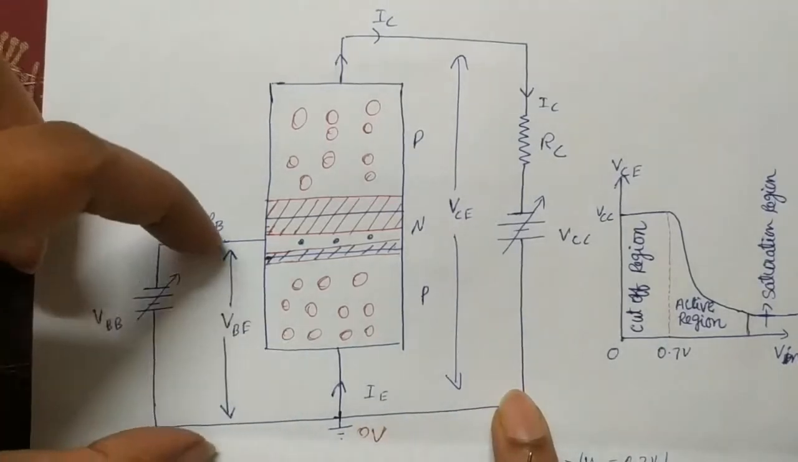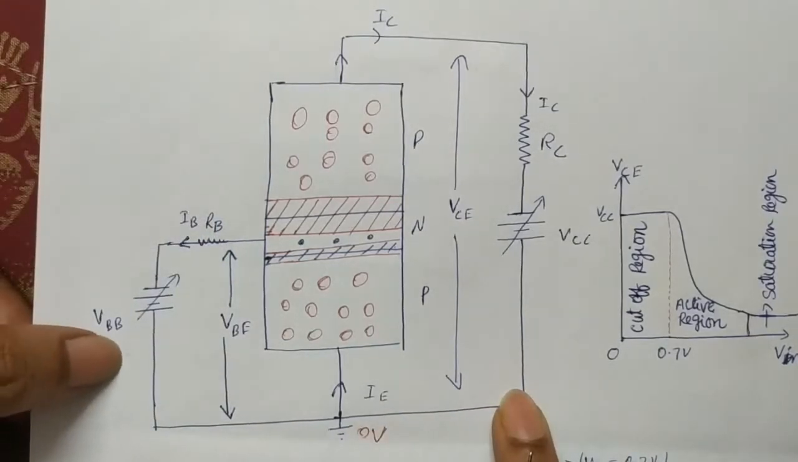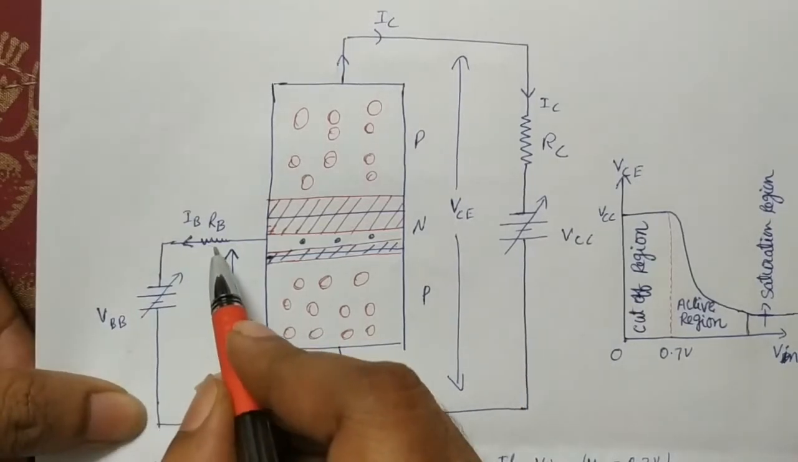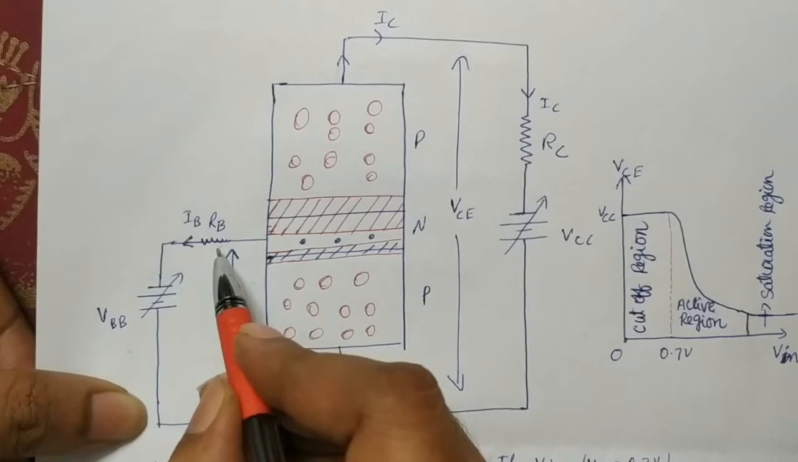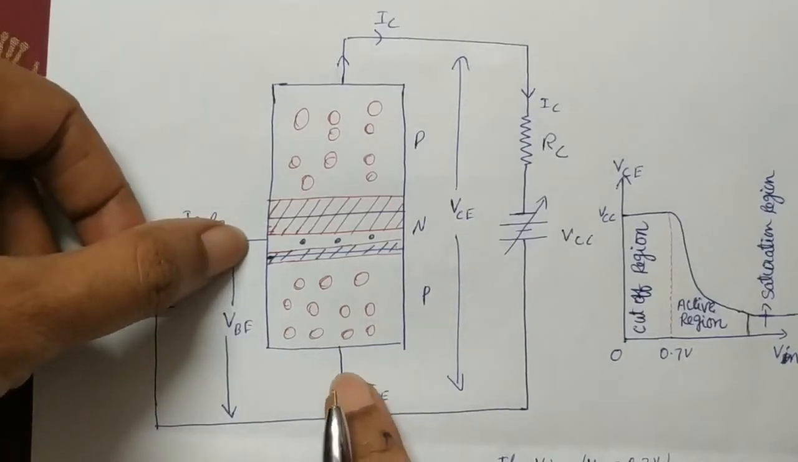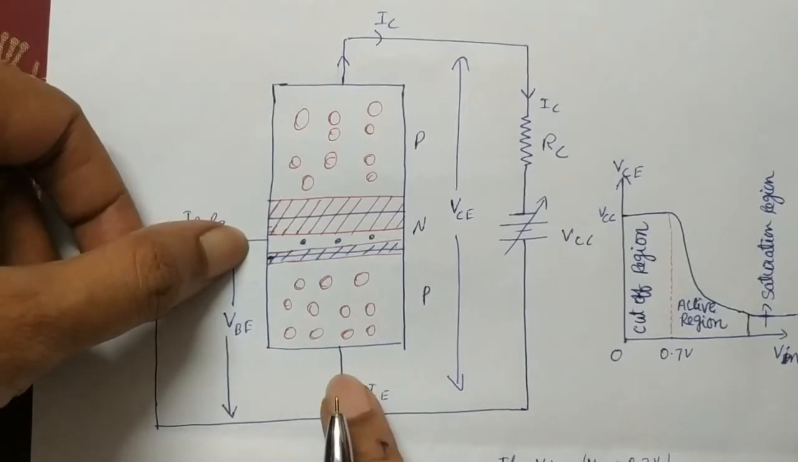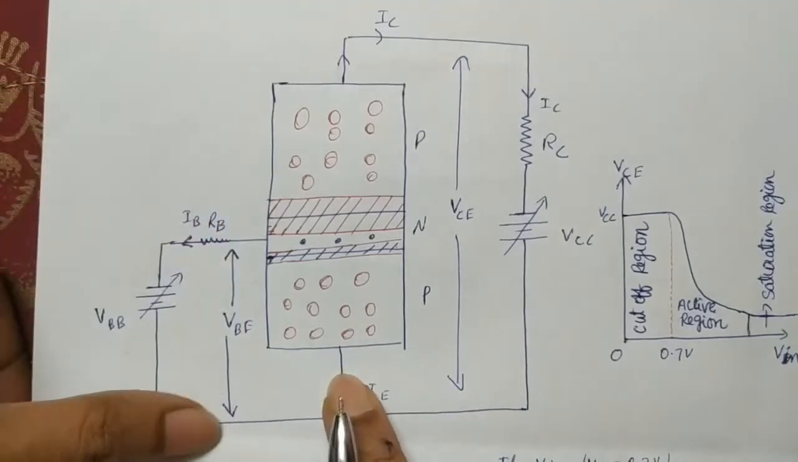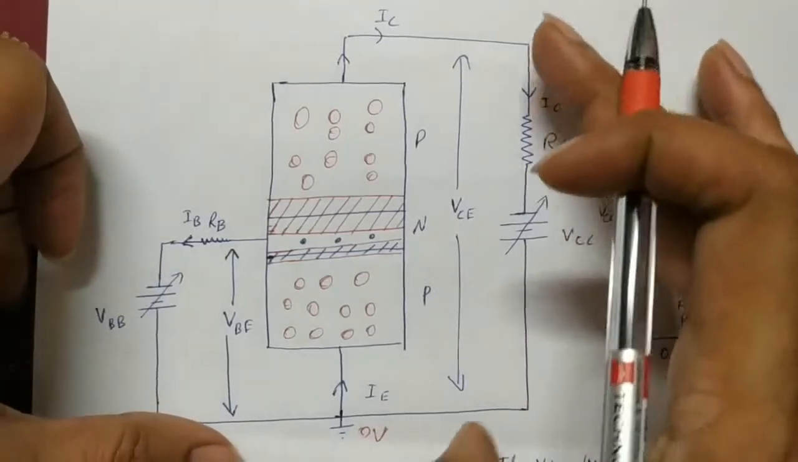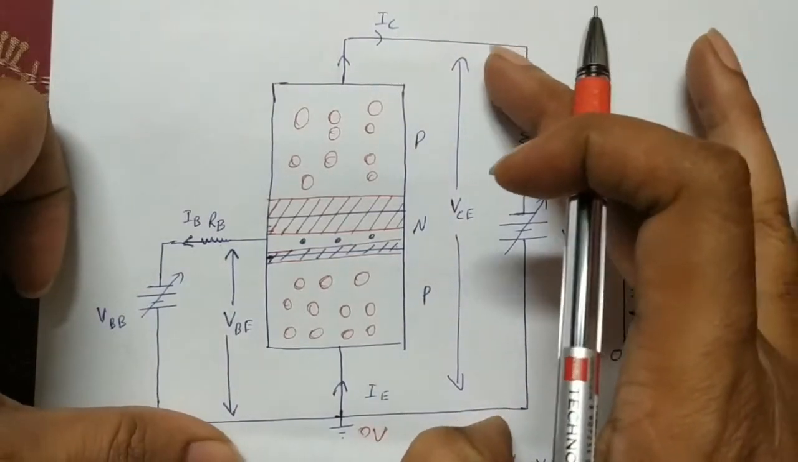And for input we have a battery, that is VBB, which is connected to the base, and the current flowing through the base is IB, with resistance RB here. The potential we get across base and emitter is VBE. And now about the output: the output is taken across emitter and collector combined.